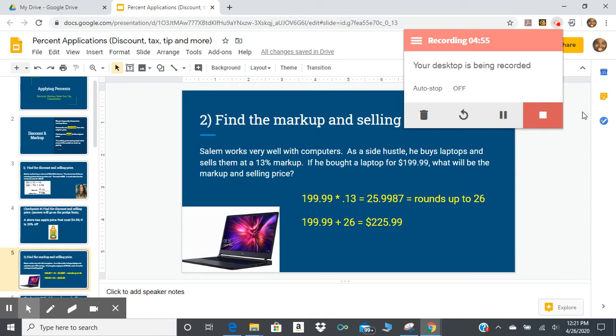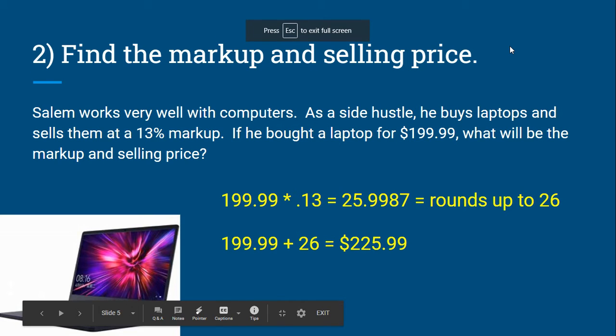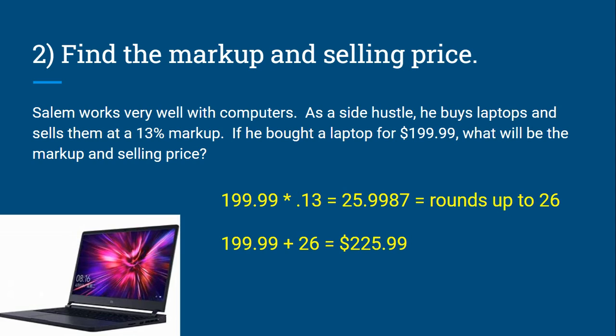All right, guys, Salem actually just found my mistake, so I had to correct that previous post that you saw on your screen. So let's look at this again. The first part is done correctly. We are going to mark it up by $26. That's his profit. But now to get the selling price, we're going to add $26 to $199.99 to get 225.99.